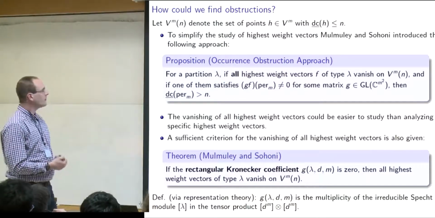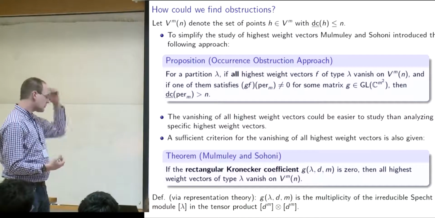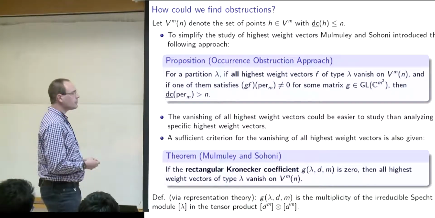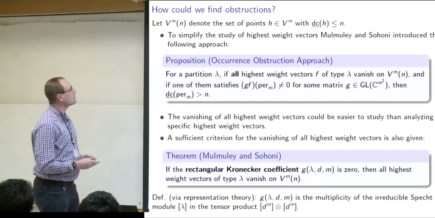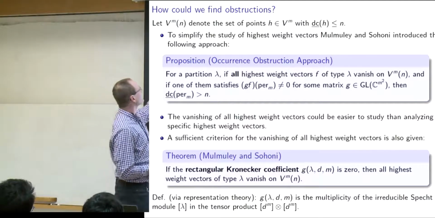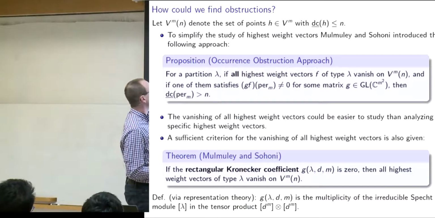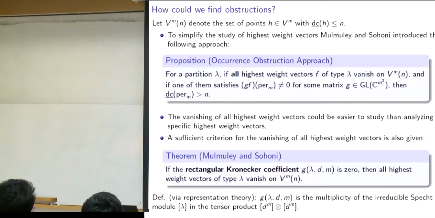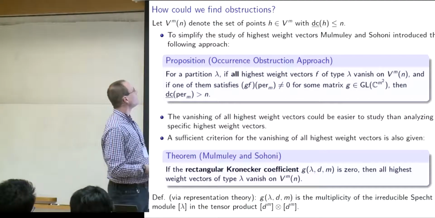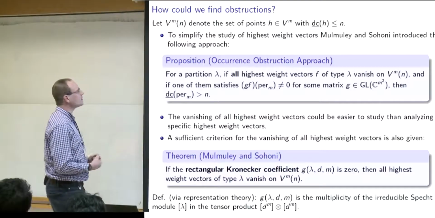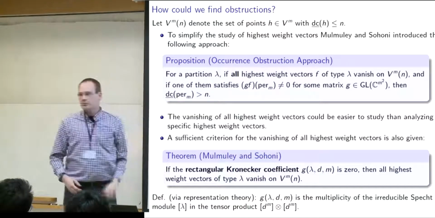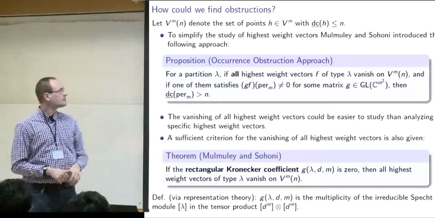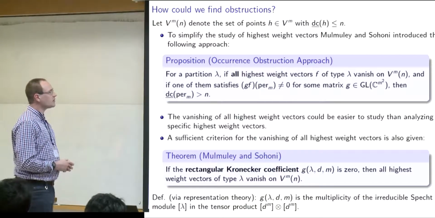Okay, so now let me go to the result of the paper that I want to present. How could we possibly find obstructions? We put an n here if it's the polynomials that have a low complexity, so Vm of n is just the low complexity points. Now, to simplify the study of these highest weight vectors, Mulmuley and Sohoni did not want to look at them, which is understandable.